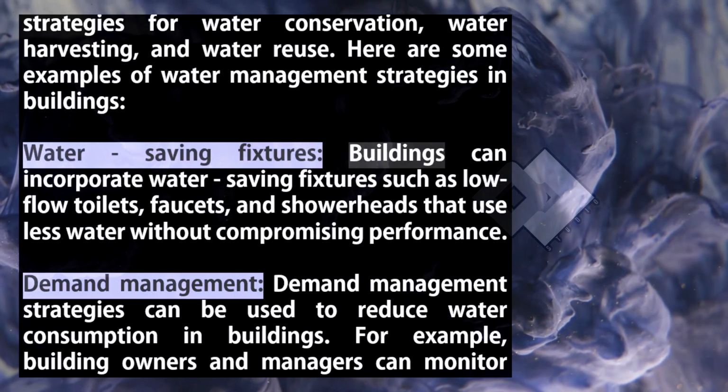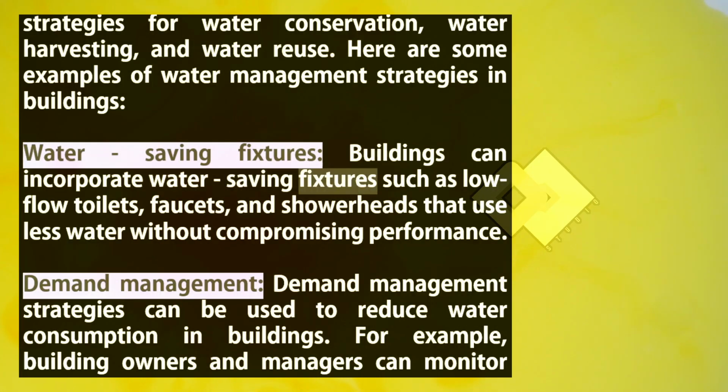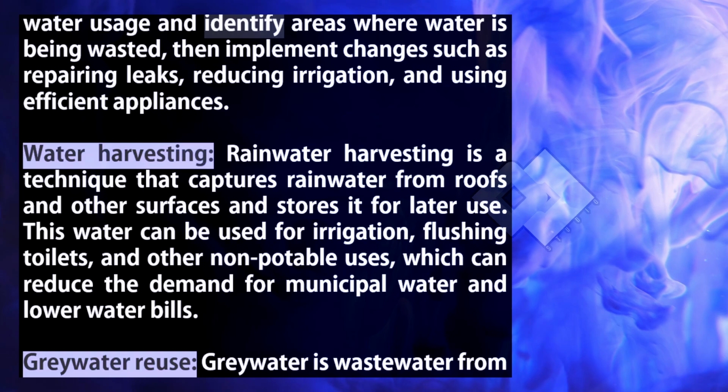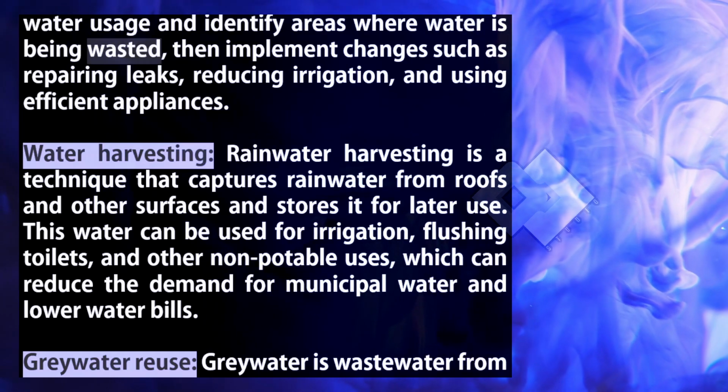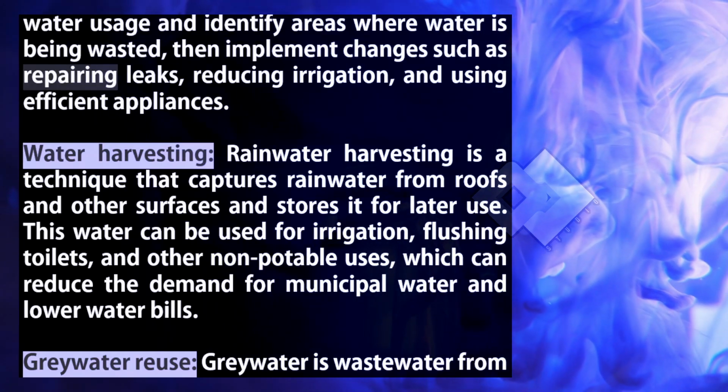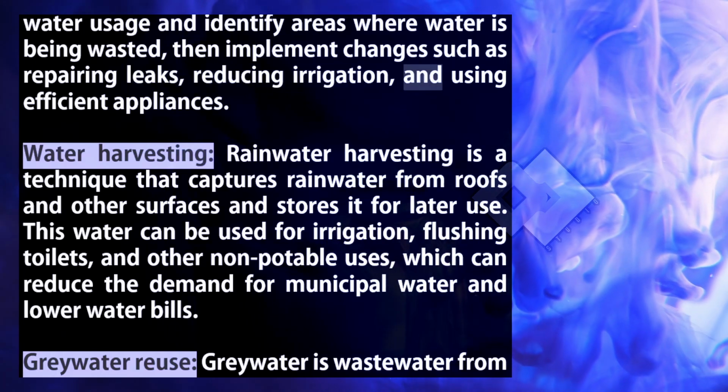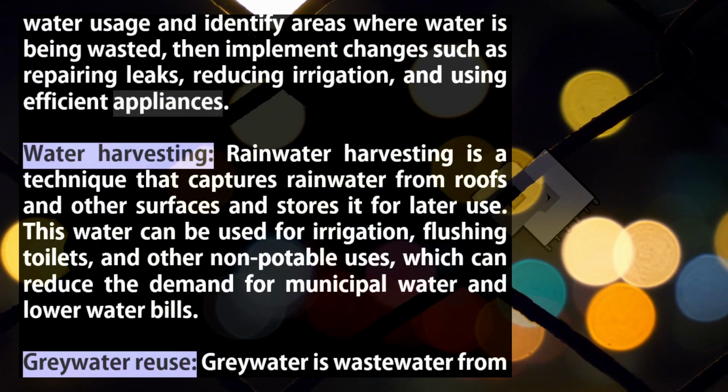Water-saving fixtures. Buildings can incorporate water-saving fixtures such as low-flow toilets, faucets, and shower heads that use less water without compromising performance. Demand management. Demand management strategies can be used to reduce water consumption in buildings. For example, building owners and managers can monitor water usage and identify areas where water is being wasted, then implement changes such as repairing leaks, reducing irrigation, and using efficient appliances.